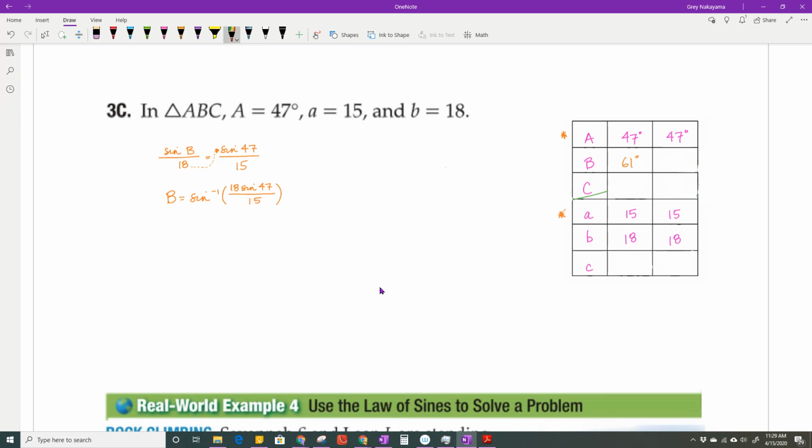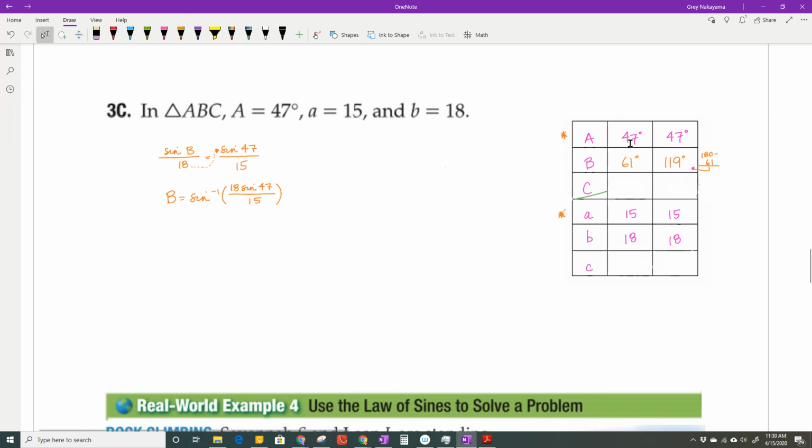Again, found the angle first. If I find that angle first, then I'm going to go across this one time only, and I'm going to subtract 61 from 180. And when I do, I get 119. Okay. No more filling in blanks horizontally. Now I'm going to work vertically.